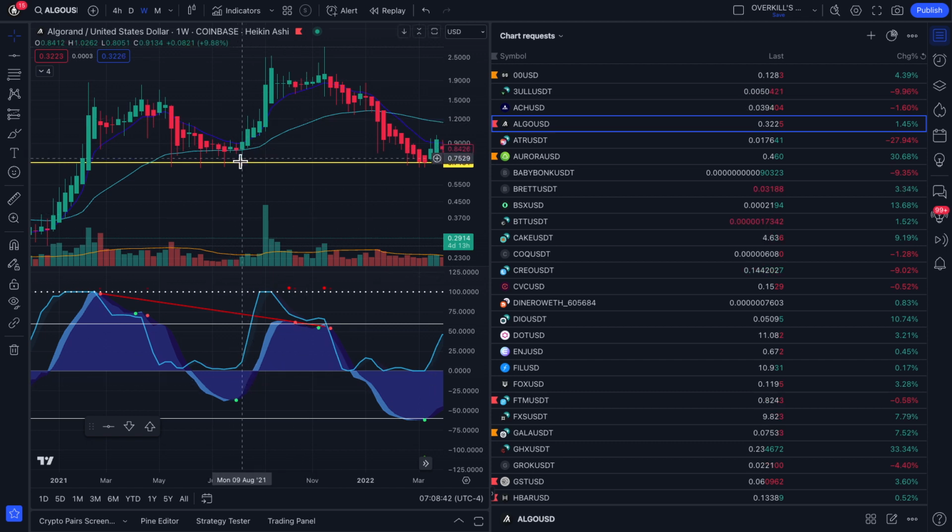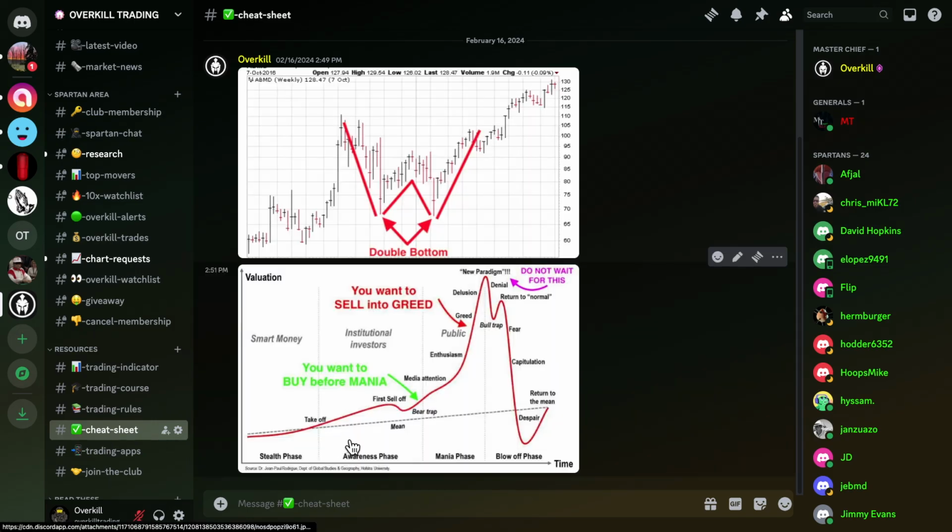If the last dot is green, we're going up. If the last dot is red, we're going down. That's really as simple as it gets. So if you're into the 50, if you're into that mean, that average price, this is a golden area where we want to be buying. Okay, again, right next to that mean over here on the cheat sheet.